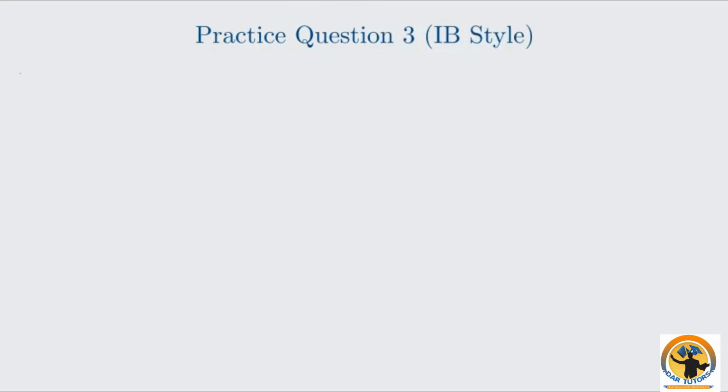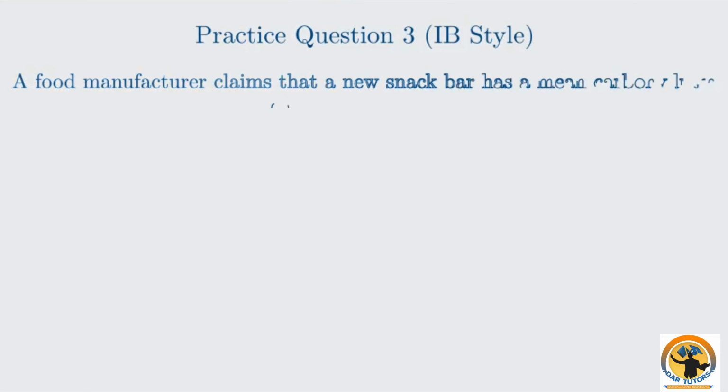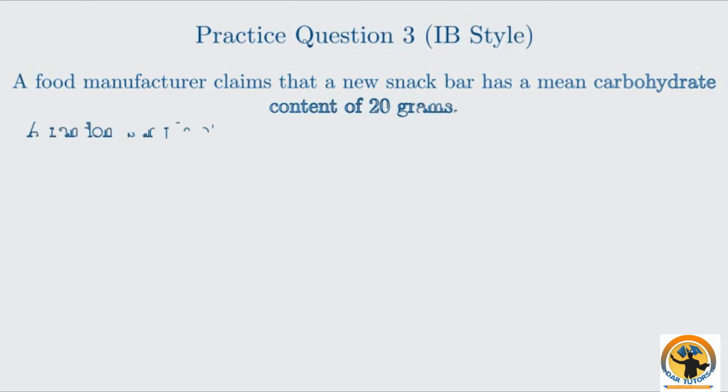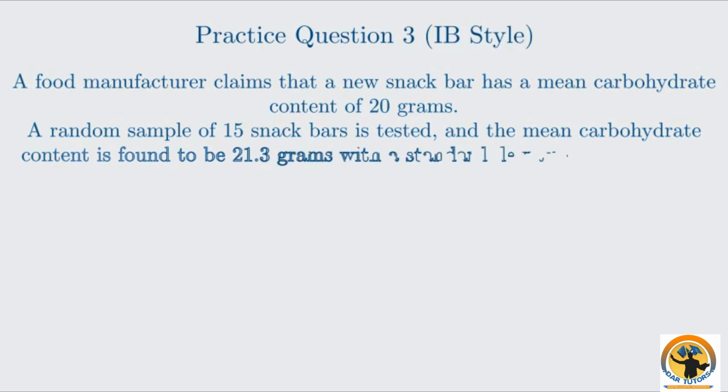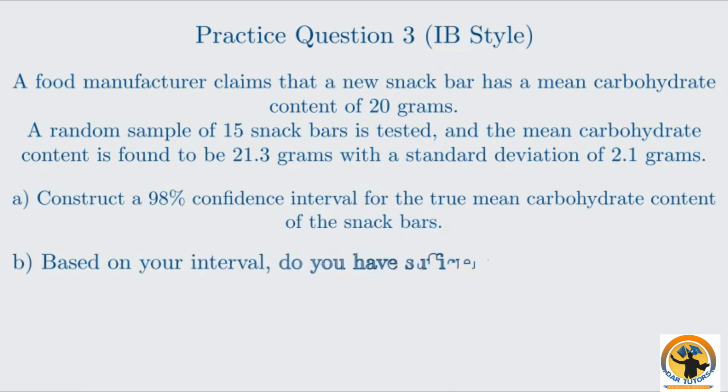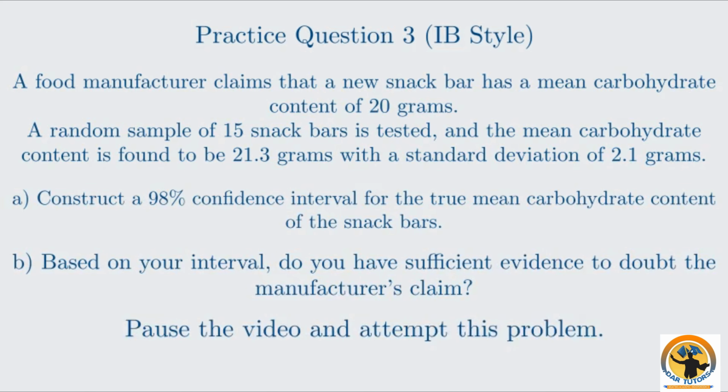Here is practice question 3. A food manufacturer claims that a new snack bar has a mean carbohydrate content of 20 grams. A random sample of 15 snack bars is tested, and the mean carbohydrate content is found to be 21.3 grams with a standard deviation of 2.1 grams. Part A. Construct a 98% confidence interval for the true mean carbohydrate content of the snack bars.